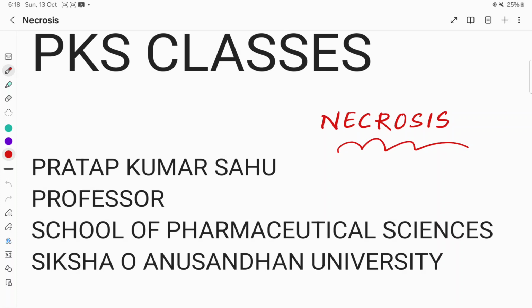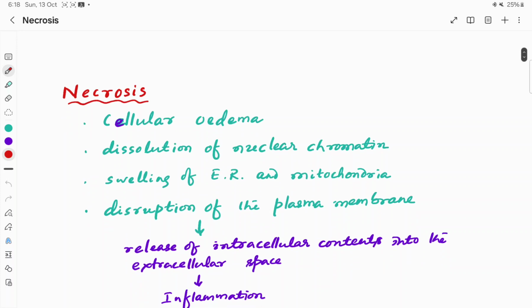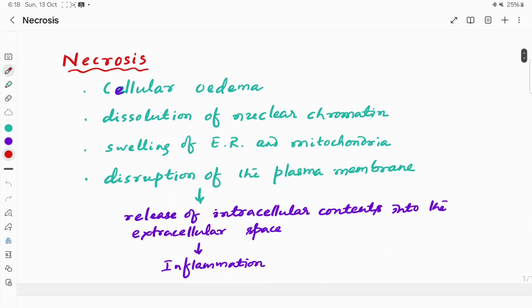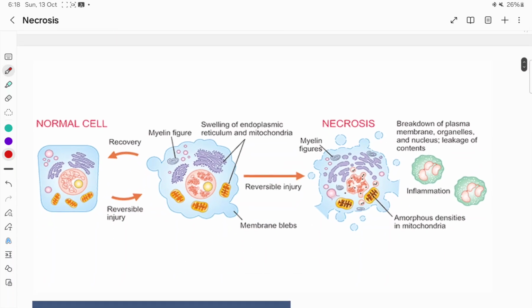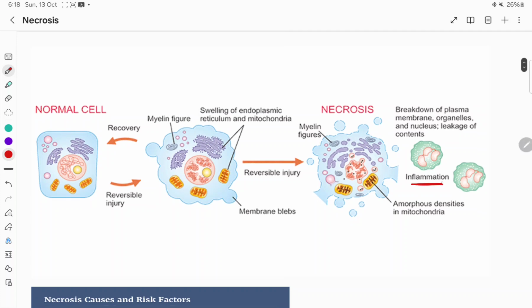Today we are going to study about necrosis. Necrosis is a type of cell death characterized by edema, dissolution of nuclear chromatin, swelling of organelles like endoplasmic reticulum and mitochondria, and disruption of the plasma membrane, which leads to release of intracellular contents into the extracellular space, and all this results in inflammation.